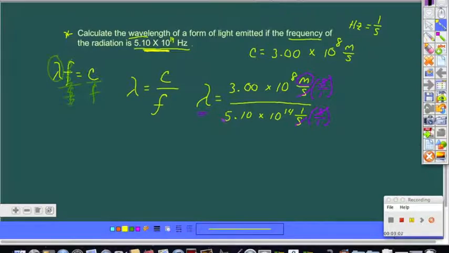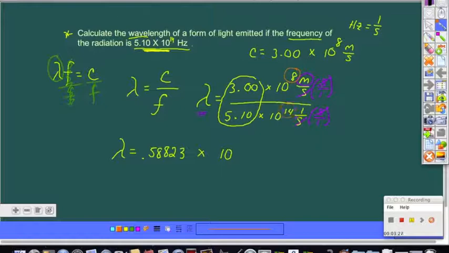I'm going to continue on by wavelength equals 3.00 divided by 5.10. If we look at our calculator here, we're going to get 0.58823. And times 10 to what power? Well, now we're going to work with the exponents. And remember, when you are dividing numbers that are in scientific notation, we need to subtract these exponents.